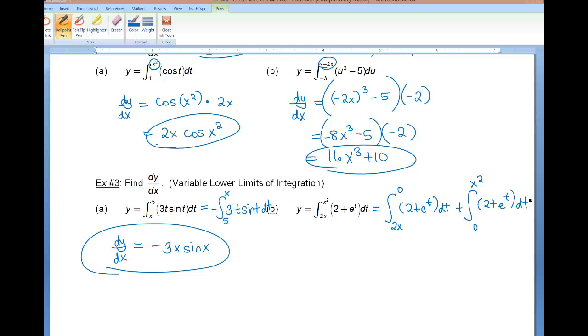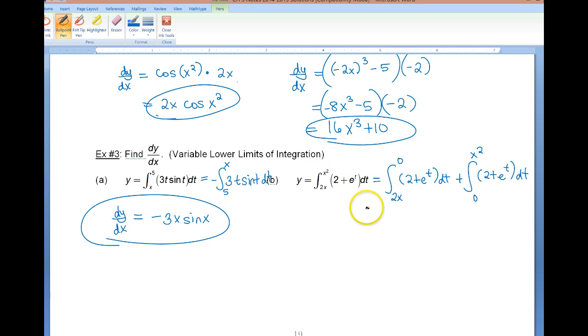Now, what do I need to do with the first one? I need to get the 2x to the top. So I'm going to make the first one a negative. I still haven't done any derivatives yet, so just switch this to a negative, switch the 0 and the 2x. And the second one, is the second one okay? What's the question?